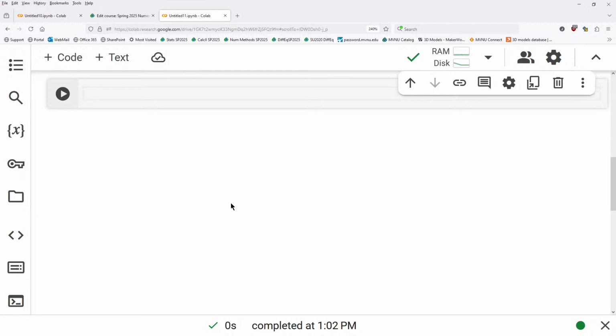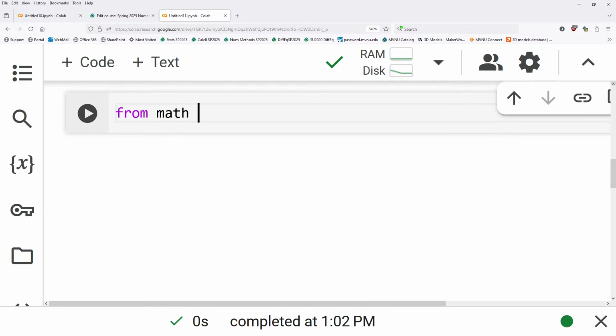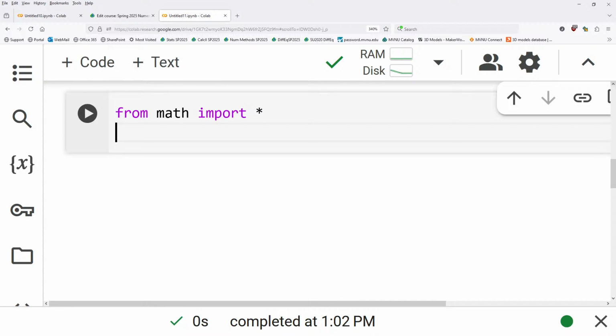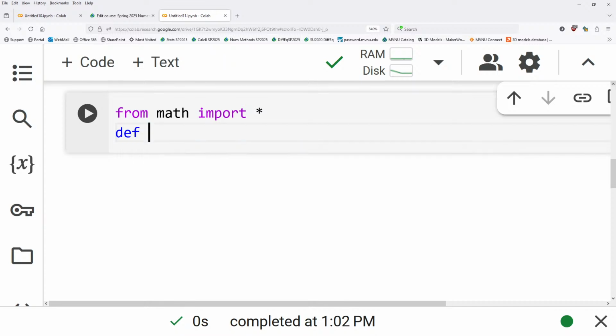Okay, so before we do anything else, I should pull in the math. So: from math import star. What this is going to do is allow us to use all of the math package, things like sine, cosine, tangent, the exponential function, pi, anything like that. So this is going to be standard practice for us. I'm sure I'm not writing my code the way a real computer scientist would, but I'm going to do the best I can.